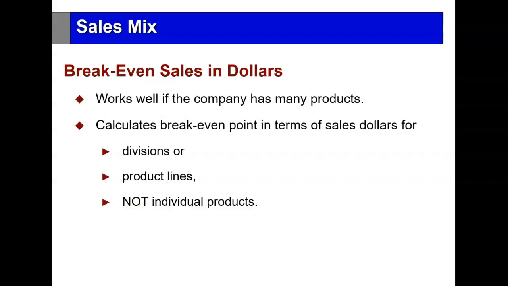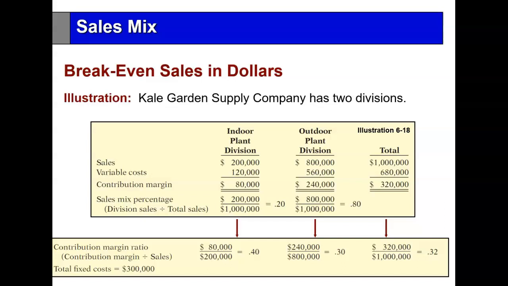Now, most often, though, many companies have more than two products. You can think of a grocery store or a clothing store, what have you. There are many, many products in those companies. So it's more useful now to use the weighted average contribution ratio, okay? Because that works better if we have a company that has many products. Now we can look at breaking up that company into divisions, or we can look at it in product lines. But we're not looking at it in sales dollars. It's too difficult to come up with a contribution margin for each product individually. So we do it by divisions.